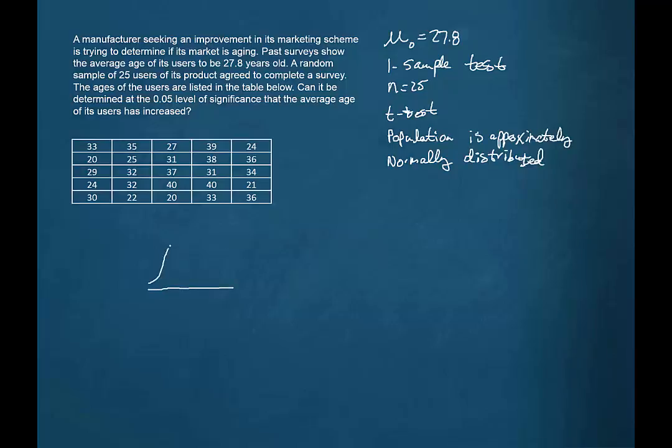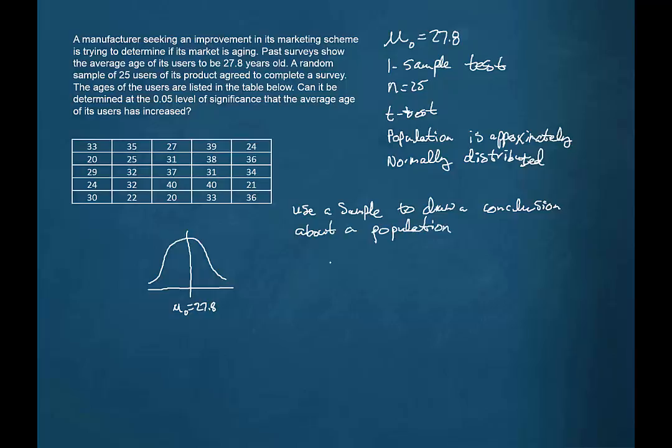So we'll draw our curve and take a look at what our hypothesized distribution is. We're hypothesizing that the mean is 27.8. Our intention is to use a sample to draw a conclusion about a population. And whenever we do that, sampling error is introduced. The question that's being asked is, has the average age increased?